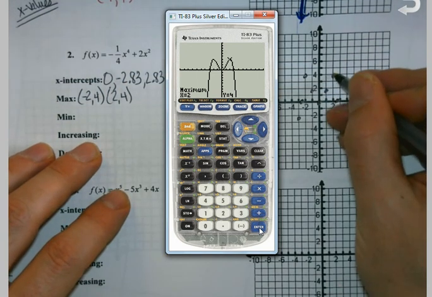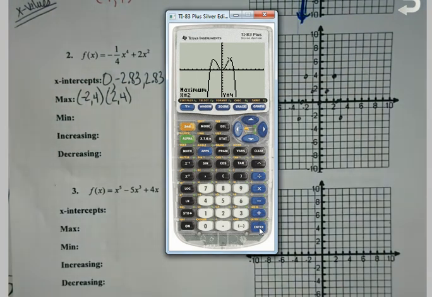And you're like, I already got that point. That's okay. That won't happen every time that some point from your chart happens to be the max or min. That won't happen every time. So we got to find it.